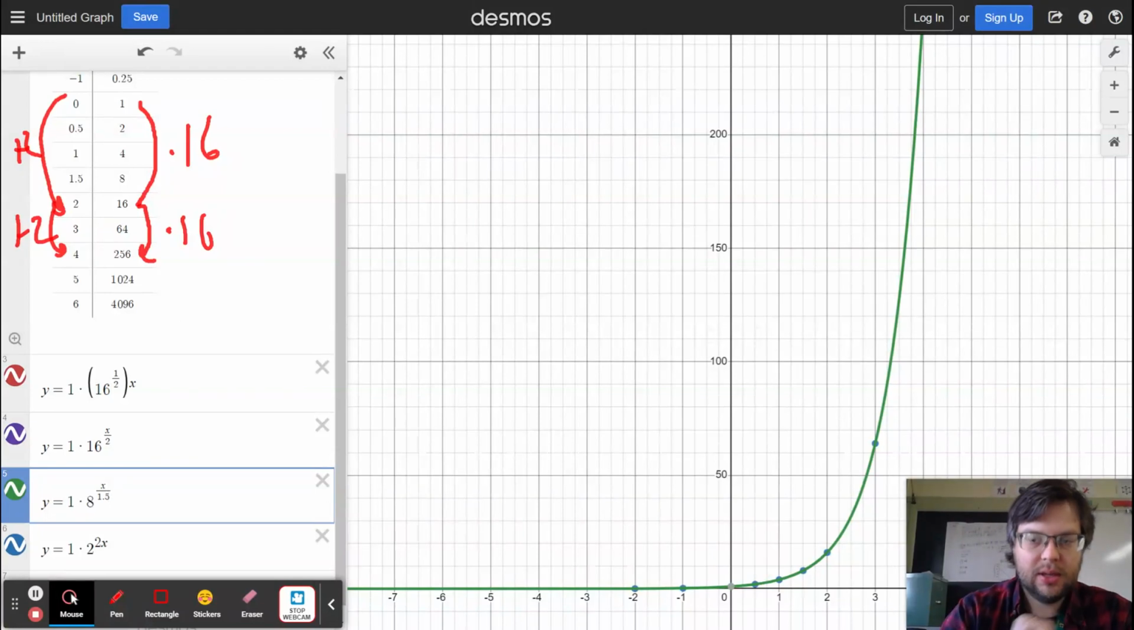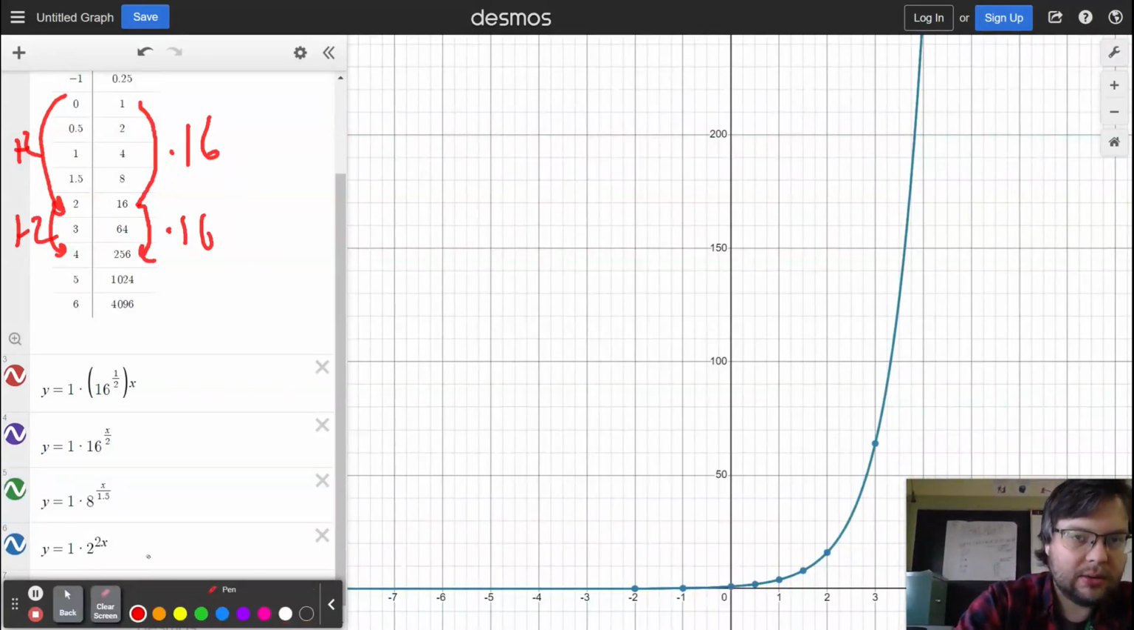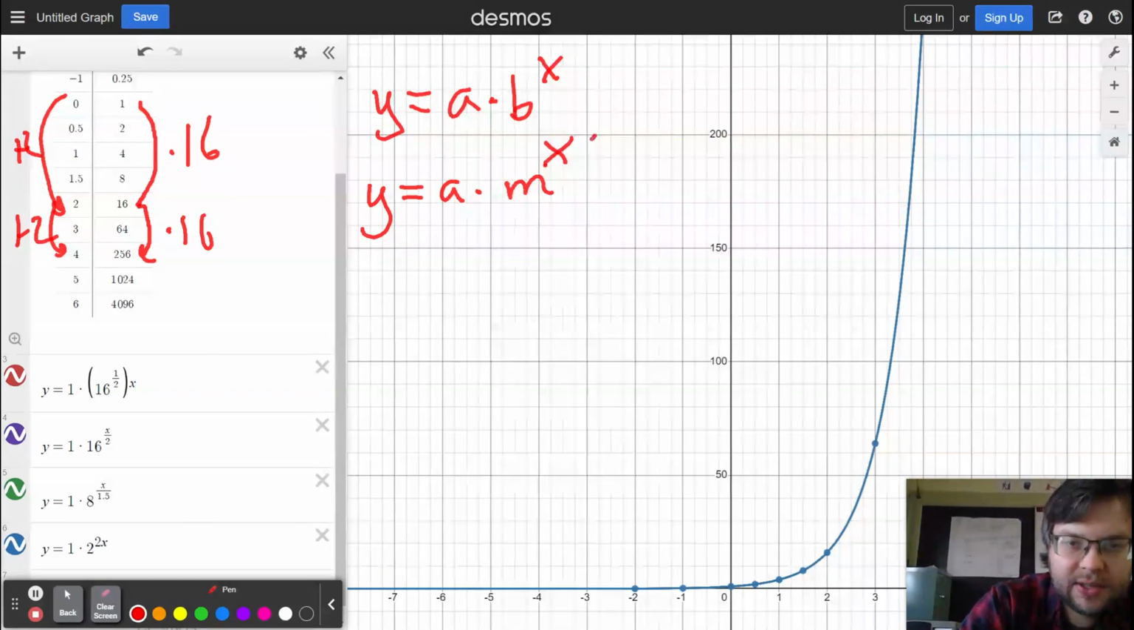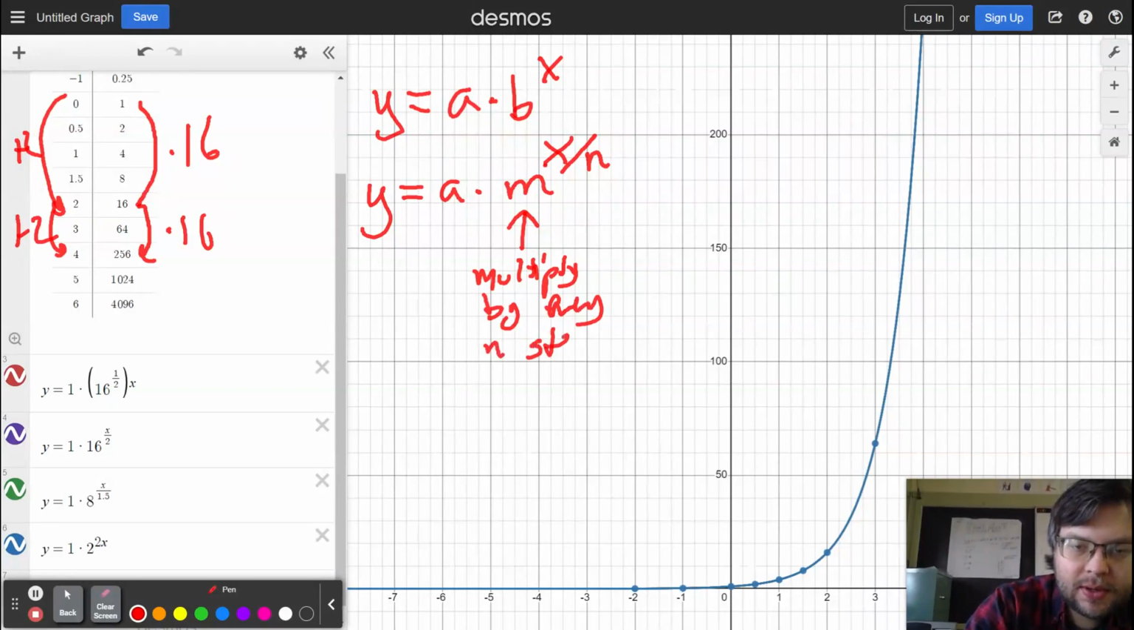So in general, what you can do is you can take your original equation of a times b to the x, and you can write it in different ways. You can write it as a times, let's do some different letter, so some multiplier, x divided by, I like to use the letter n or the letter s there. And what this is saying is how much do you multiply by every n steps, and then this n is just the number of steps.